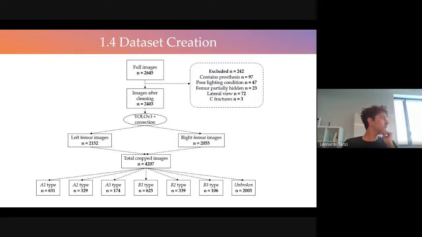Just a question. When you have one disease, like A1 or A2 or whatever, can you have another broken bone? Can you have two different broken bones in the same image, or is it necessarily only one? It's super rare that someone broke both. Usually it's just one broken and one unbroken. I don't remember if maybe there was one case when both femurs were broken. But usually you take one and you put it in the broken class, so you can also see the balance between the fact that half of them were unbroken and half of them had some fractures.